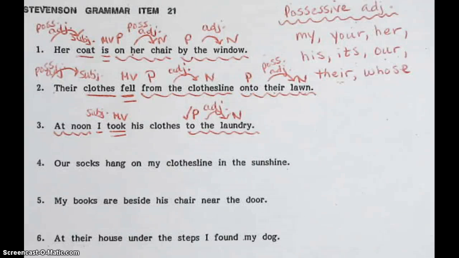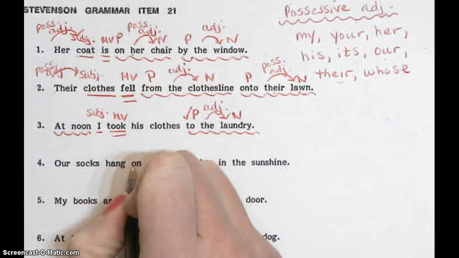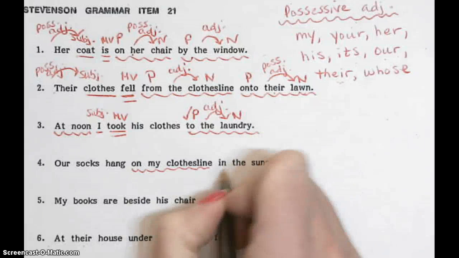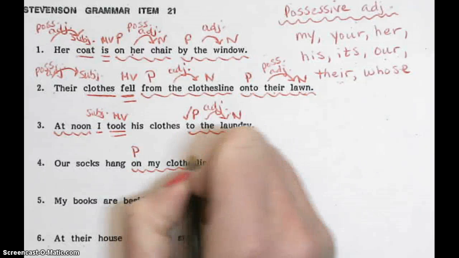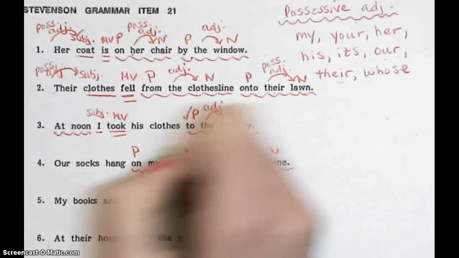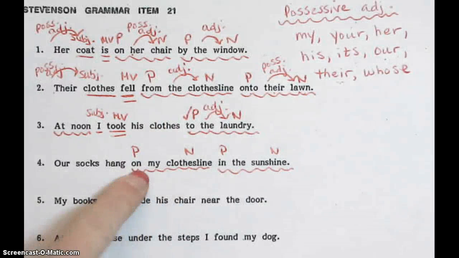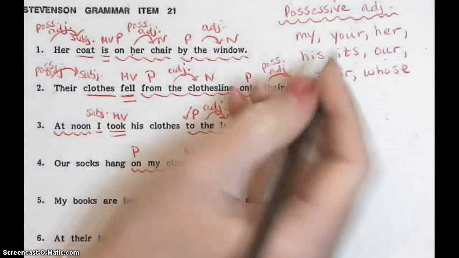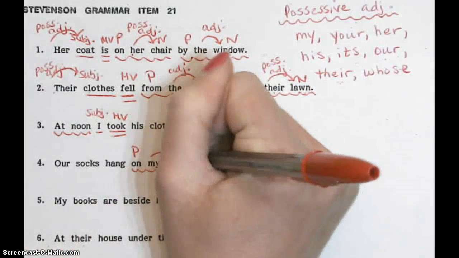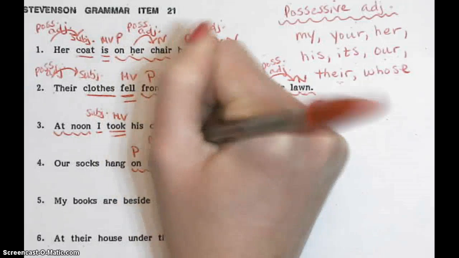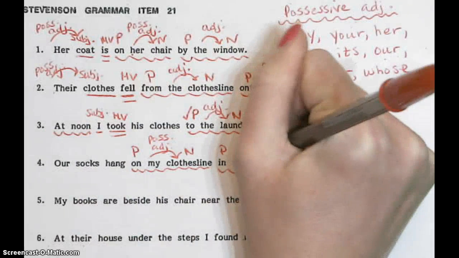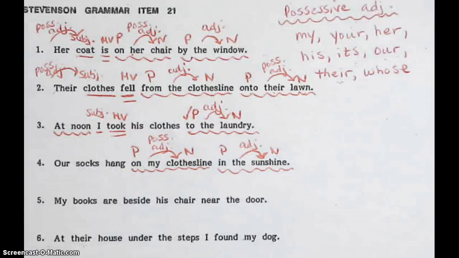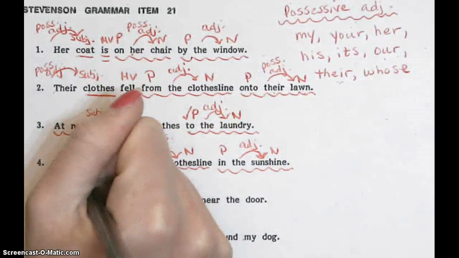Our socks hang on my clothesline in the sunshine. So I have 2 prepositional phrases. I recognize on. So on my clothesline and in the sunshine. On and in are prepositions. Clothesline and sunshine are nouns. And now my clothesline. So telling me who owns the clothesline, and I see it over here in my list. So instead of just a regular adjective, P-O-S-S A-D-J. Possessive adjective. And then the is just a regular adjective. So A-D-J.